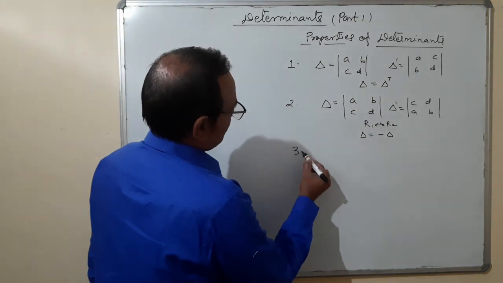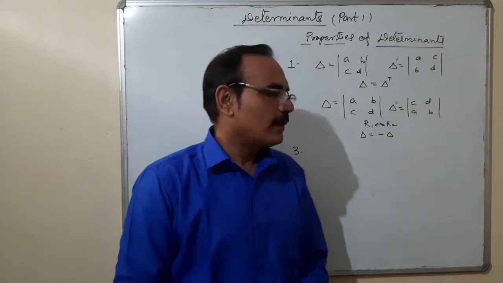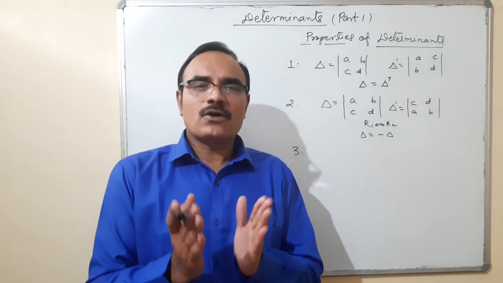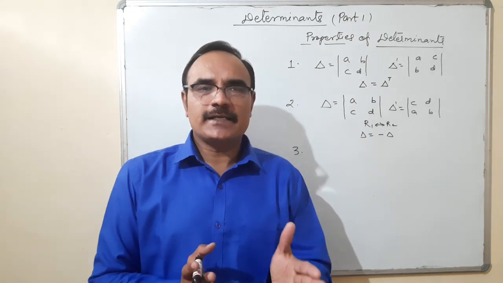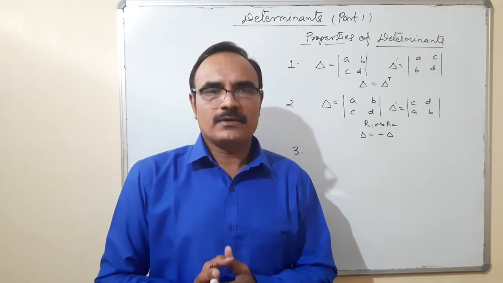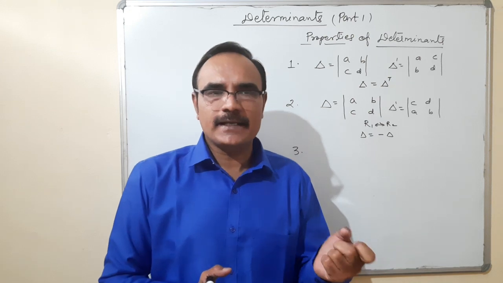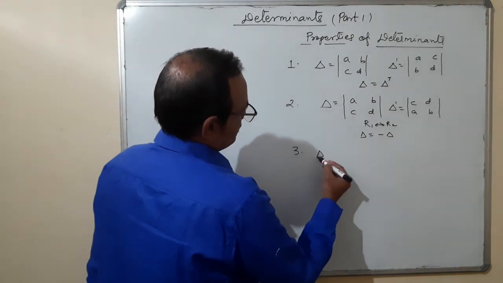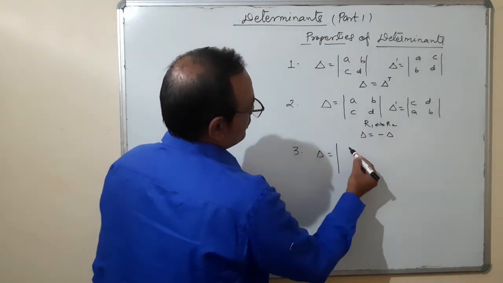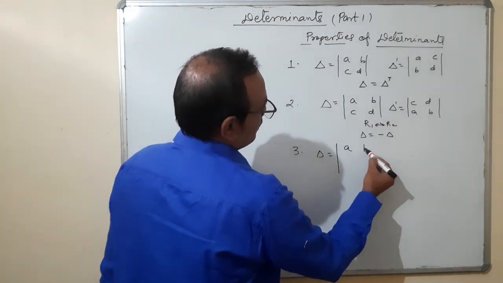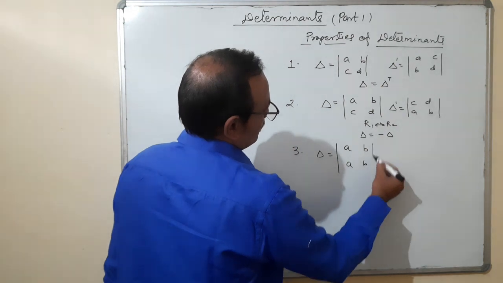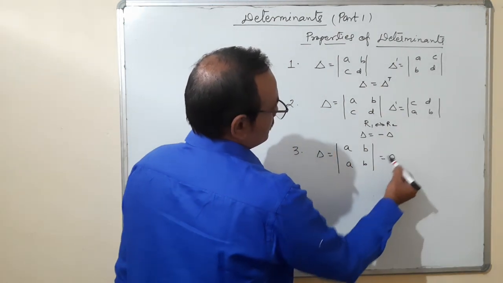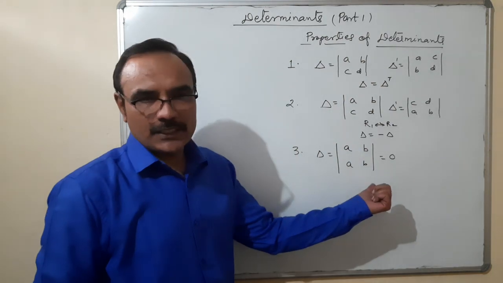Property number 3 says, if any two rows or columns are identical, that means they are the same, then the value of the determinant is 0. Like this. Suppose it is A, B and that is also A, B. These are identical. AB minus AB, the value is equal to 0. And the same thing holds in 3 cross 3 also.